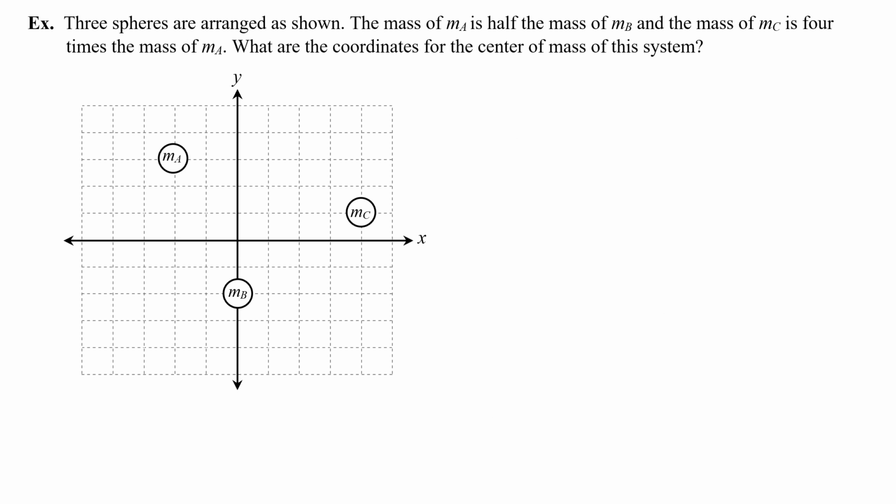Okay. Now, sometimes you are going to have to use this problem in 2 dimensions. So let's look at that. 3 spheres are arranged as shown. The mass of MA is half the mass of MB, and the mass of MC is 4 times the mass of MA. Don't like that. What are the coordinates for the center of mass of the system?